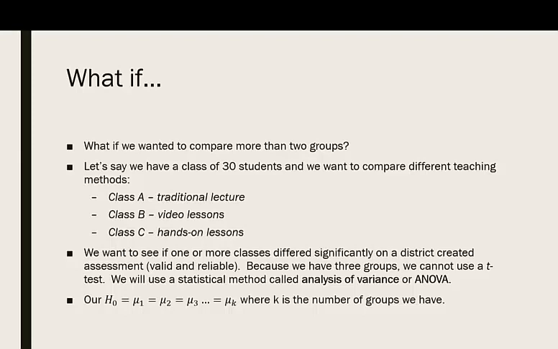So if we had 4 groups, it would be the mean of 4. If we had 10 groups, it'd go up to the mean of 10. Okay, but k is our universal number for the number of groups that we have. So keep that in mind. So our null hypothesis for ANOVA is going to be that the mean of each group is equal to the others. Okay?